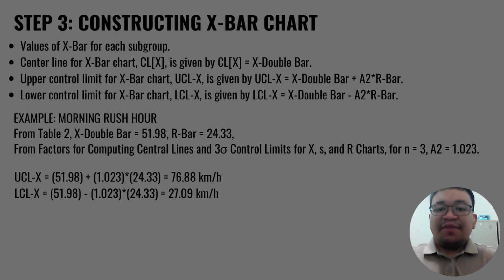From the factors for computing central lines and 3 sigma control limits for X bar, S, and R charts, for n equal to 3 because there are only 3 different days, A2 is equal to 1.023. Therefore, by substituting these values into the UCLX and LCLX, we get the UCLX equal to 76.88 km per hour and the LCLX equal to 27.09 km per hour.